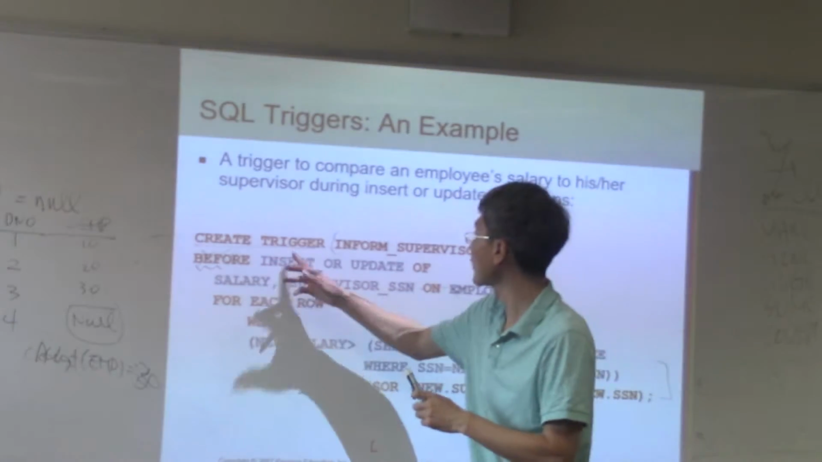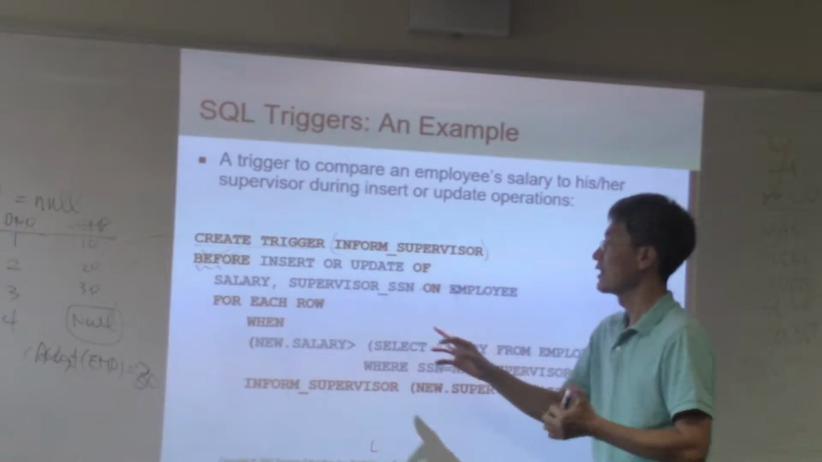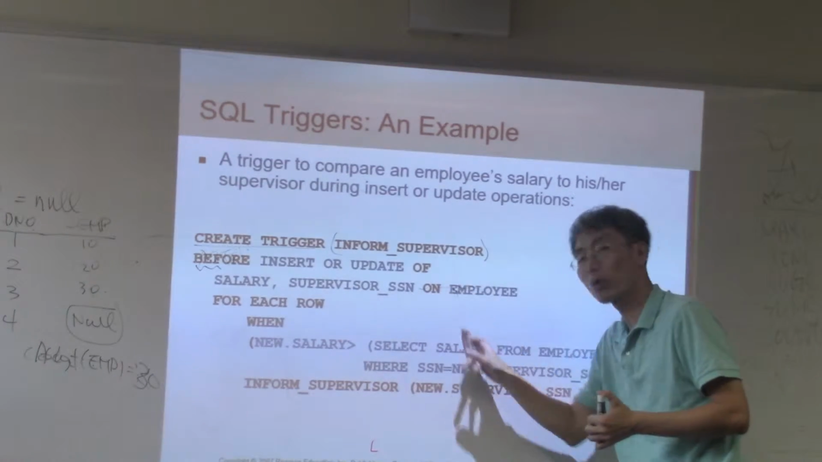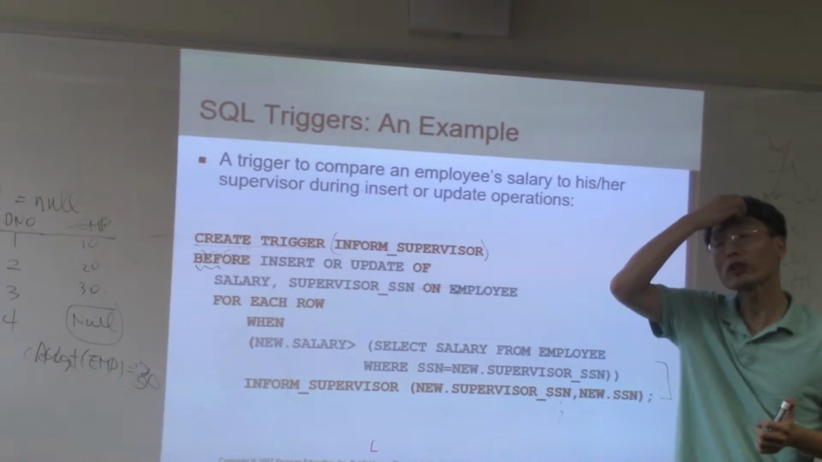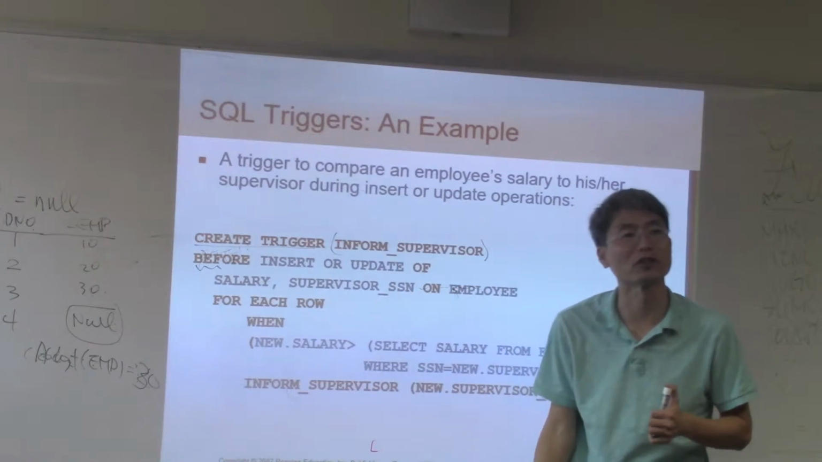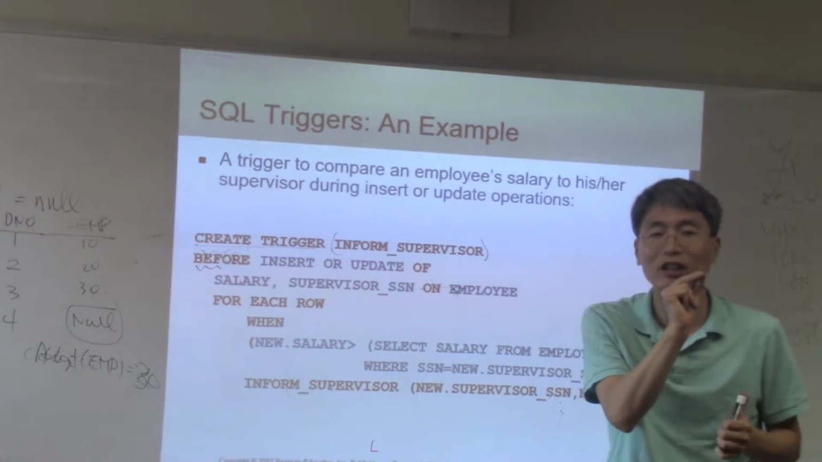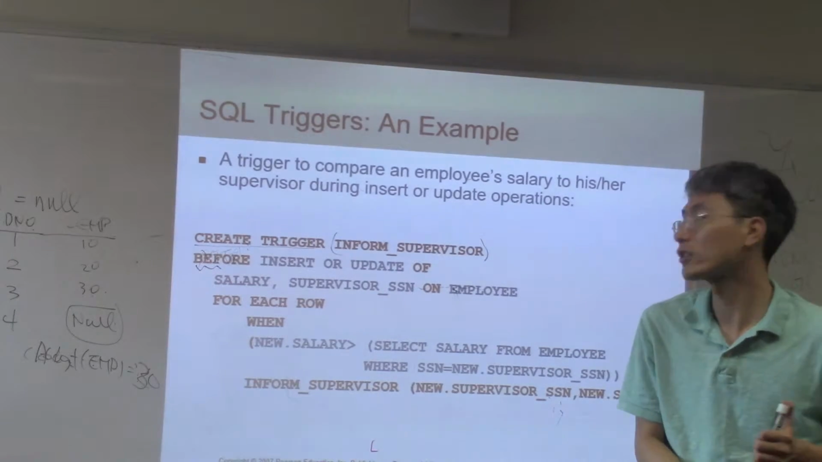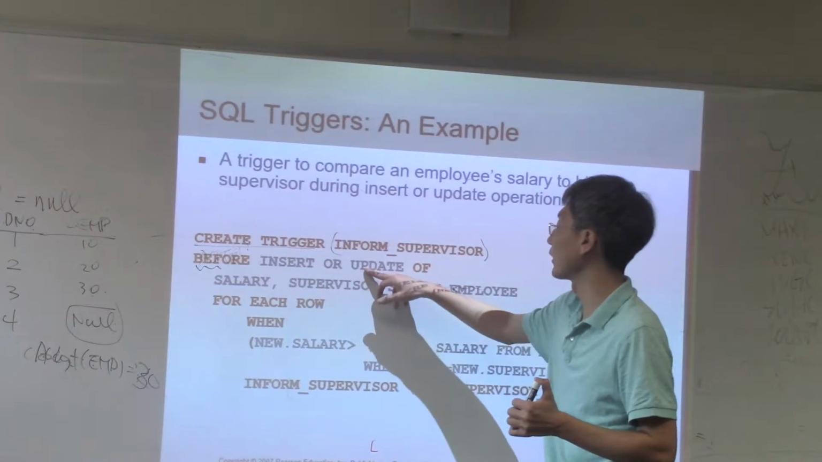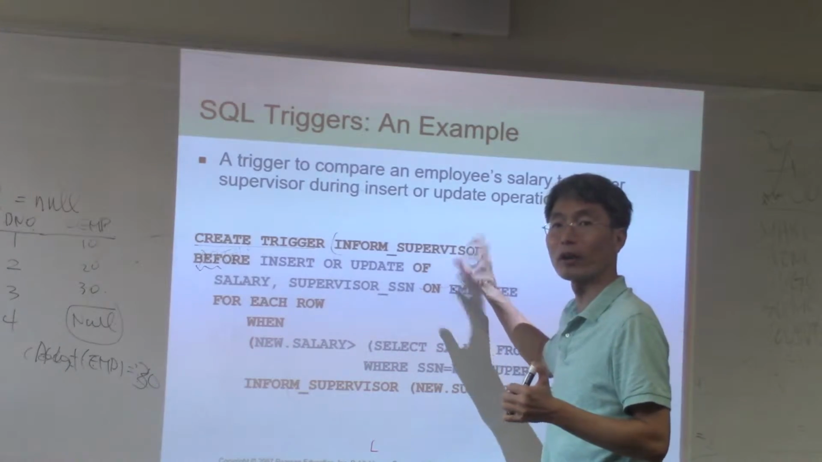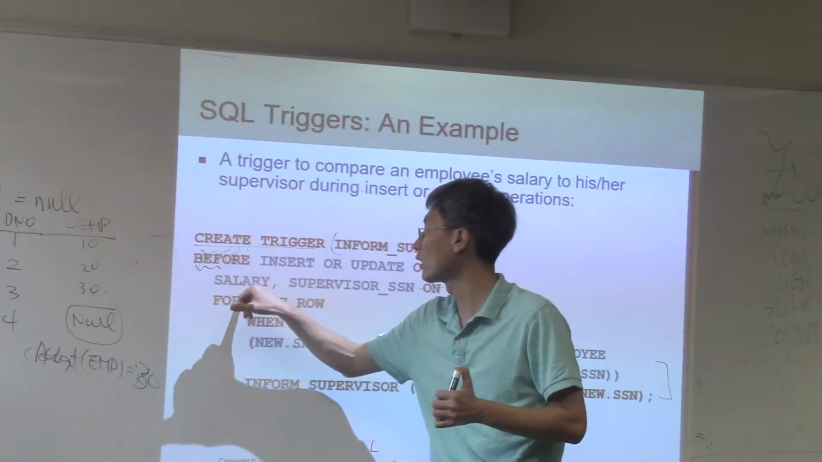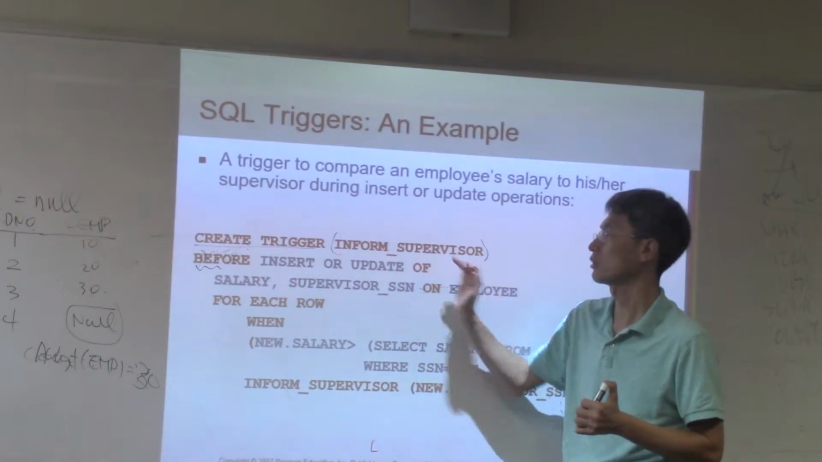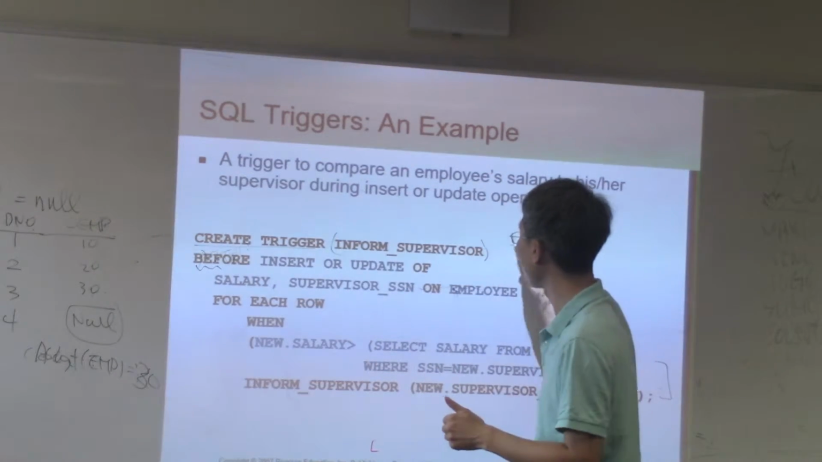So before insert or update of what? Salary and supervisor SSN on the employee table. You can make any trigger you want. Like, I'd like to keep watching the department information, the number of hours, then insert or update or delete, whatever you want, on the hours on the workshop table. So this is the event.